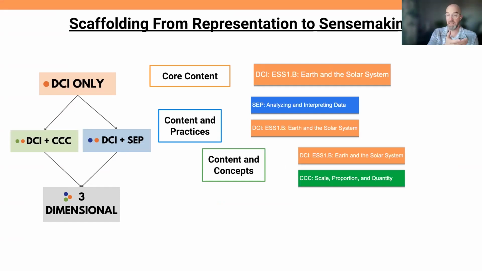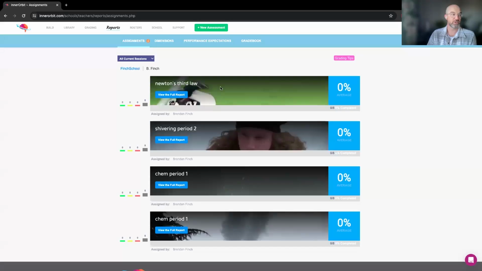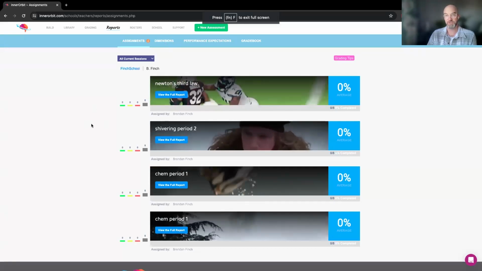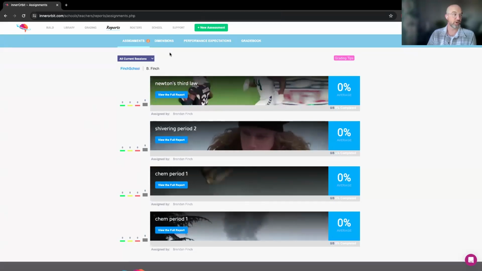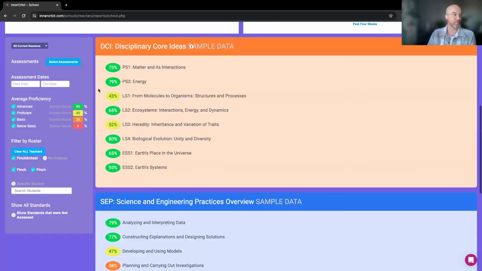If they can, or if there's a spot where they're struggling, we can also ask three-dimensional questions that get at analyzing and interpreting data, the Earth and the solar system, and scale, proportion, quantity. In that way, we can gather some interesting insights into where students are struggling or where they're succeeding. So I want to take you on a little field trip over into InOrbit's reports so you can see what those reports look like. As students are answering questions on our reports, we can pull up different elements of the standards and see where students are struggling or being more successful.